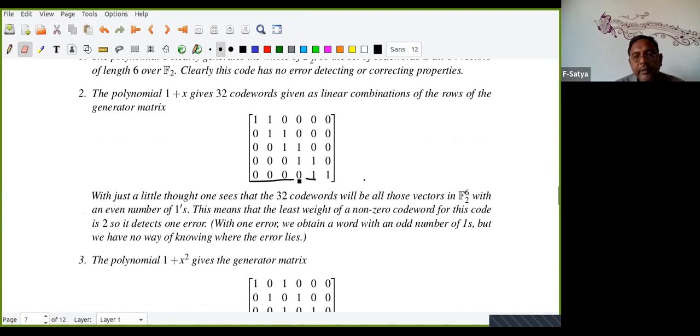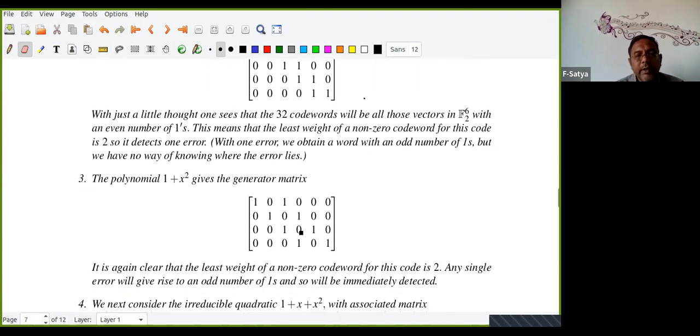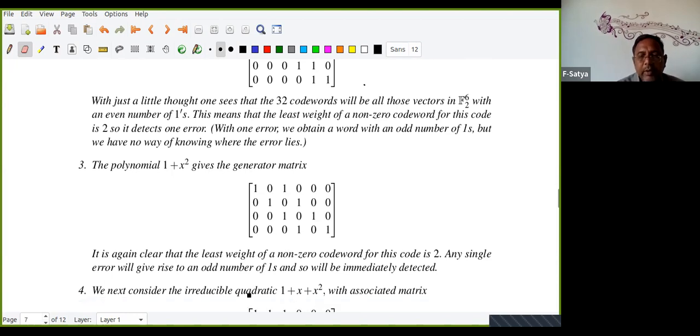So can I proceed? Any questions? Okay. Now x square plus 1. The degree is 2, right? So here the k value is 4. Now what is the capacity, whether it can detect and correct, that I also wrote, so I do not want to repeat.